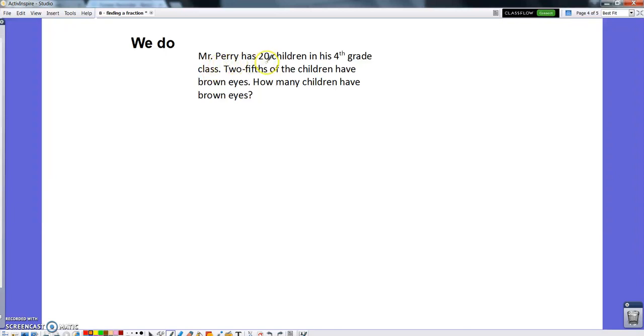So today, Mr. Perry has 20 children in his 4th grade class. 2/5 of the children have brown eyes. How many children have brown eyes? Important to know what math I'm doing: I'm looking for 2/5 of 20. I'm looking for a fraction of a set, the set being his set of 4th graders. So I would word that as 2/5 of 20.